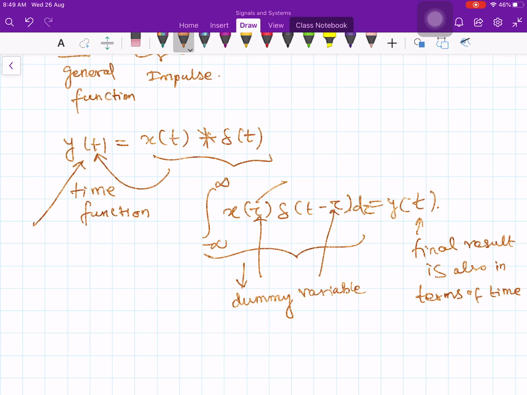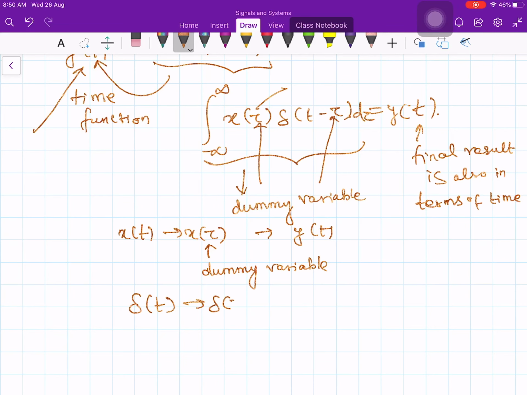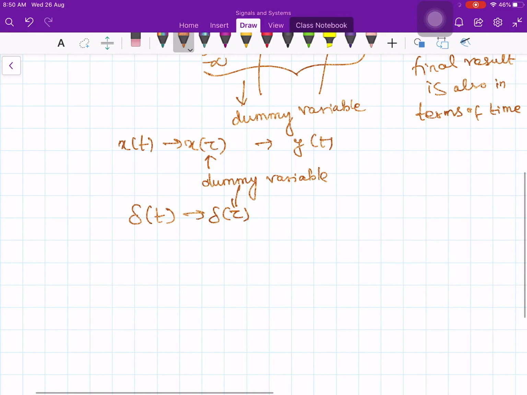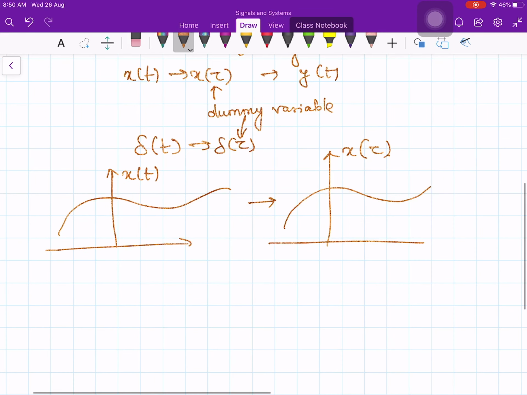So that's why instead of taking x of t, we are taking x of tau, because the final answer I need in the form of time, y of t, like this. Therefore, introduce tau here, a dummy variable. Similarly, del of t also becomes del of tau, that is also a dummy variable. So let me take some arbitrary function like this, let me call it x of t. Now I will change the variable, same function like this, but now it is going to be x of tau, and here the x axis is time, and here the x axis represents tau, both are time only.